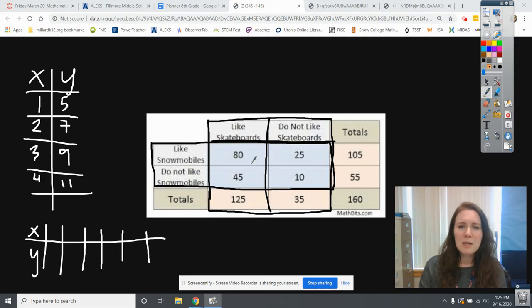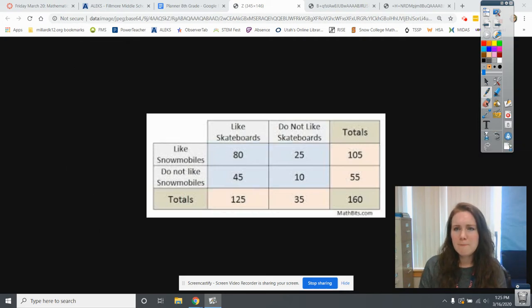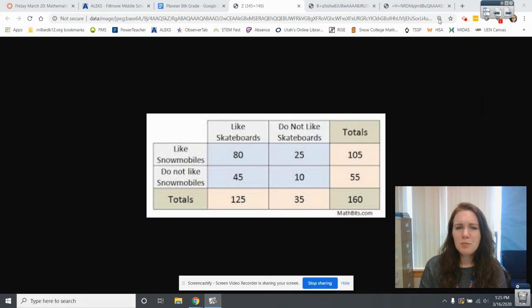Here I'm going to go ahead and clear this page so we can take a look. This means that of the group that was sampled or asked questions about liking skateboards and snowmobiles, 80 of all the people like a skateboard and like a snowmobile. 25 do not like a skateboard, but they do like a snowmobile. There are a total of 105 people who like snowmobiles.